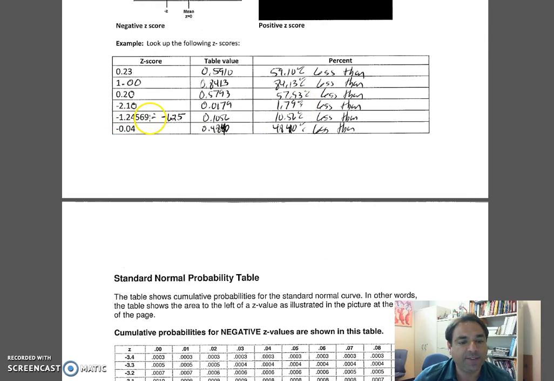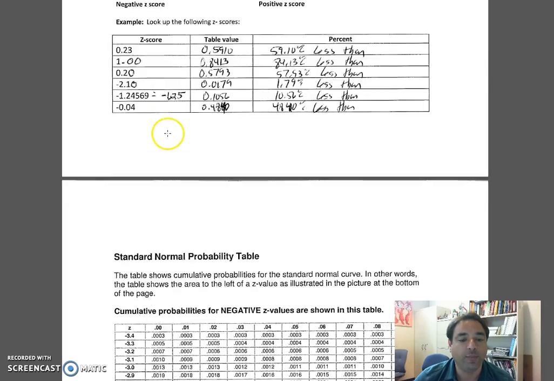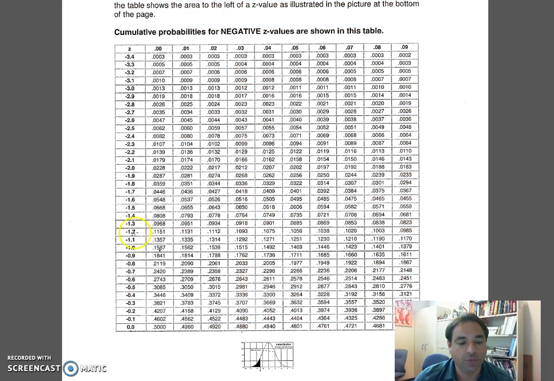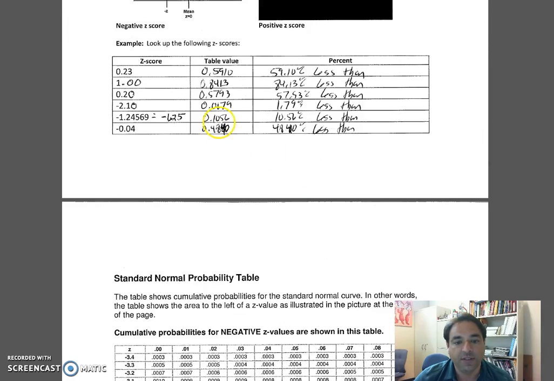If there are too many decimal places, we round to the second decimal place. Remember, we're trying to get two decimal places, so we look at the digit to the right. If it's 5 or larger, round up; 4 or lower, leave it alone. So that would be negative 1.25, negative 1.2, and then match it up with the 5. We get 0.0156, which would be 1.56% less than.